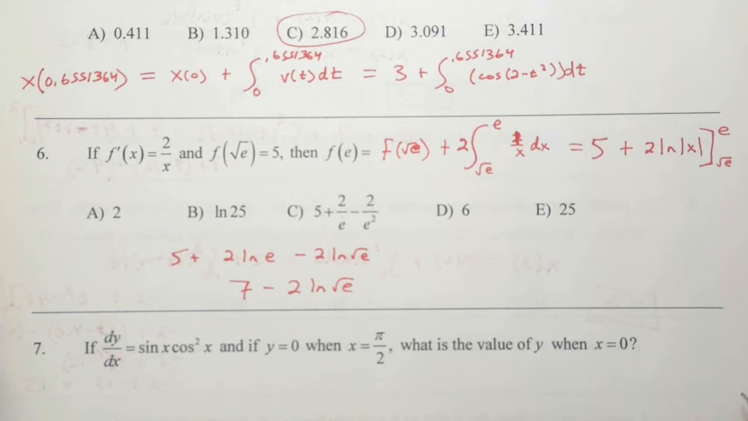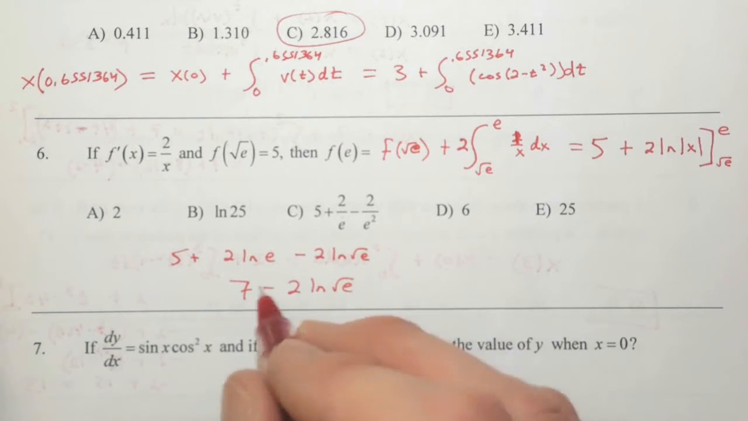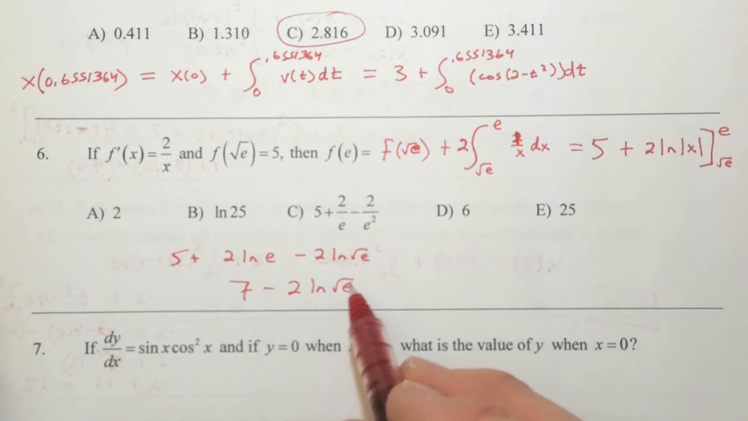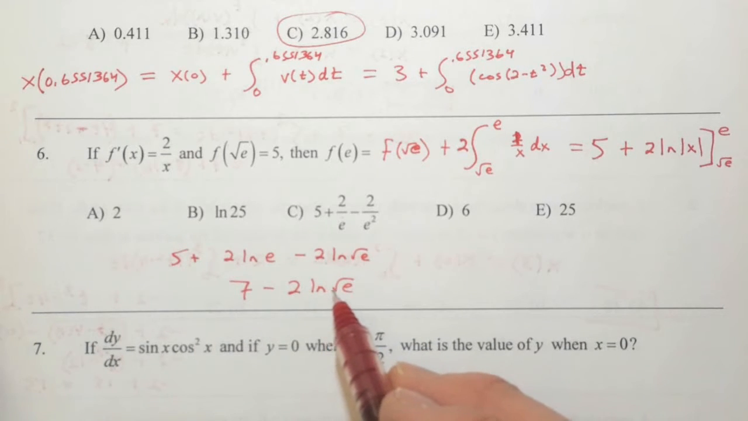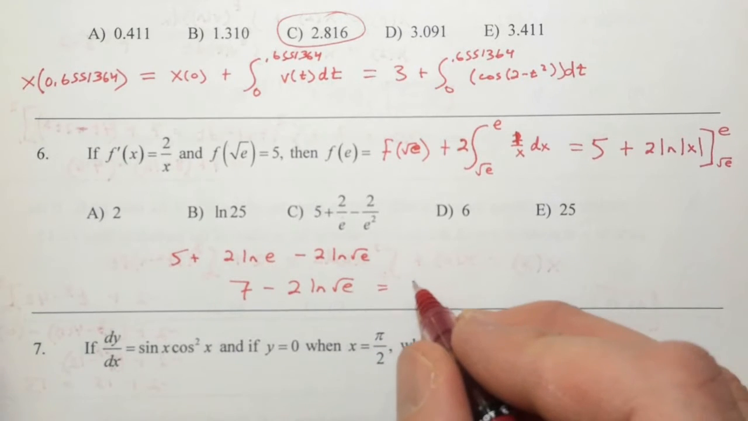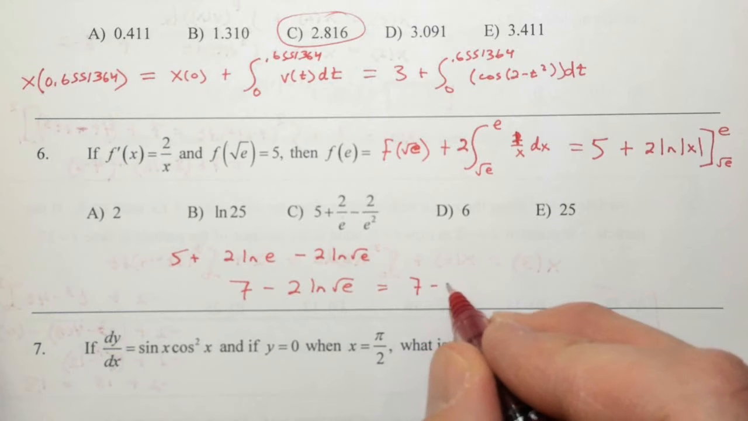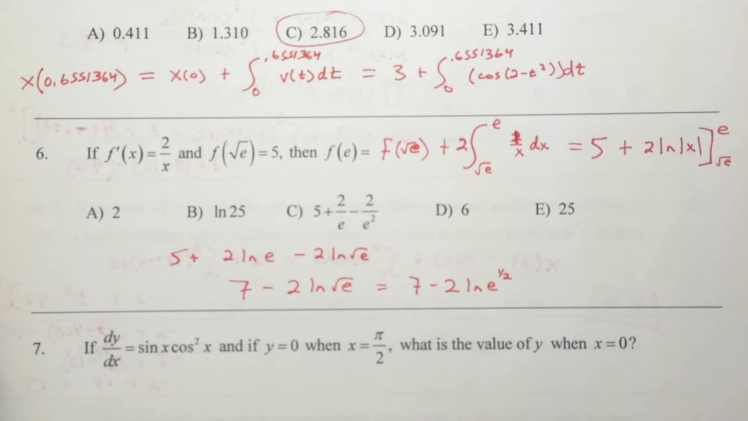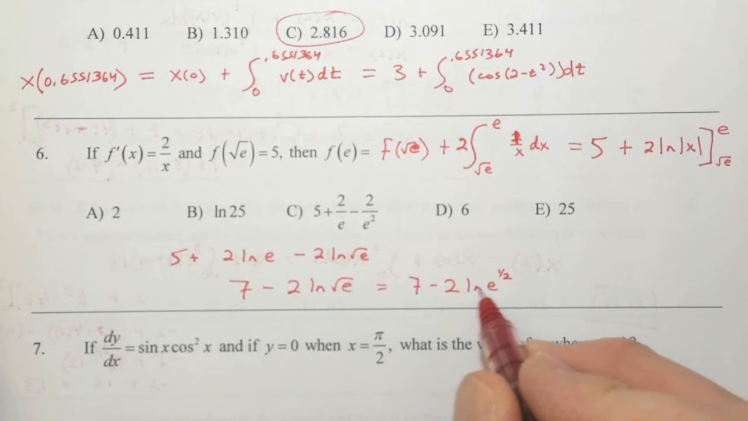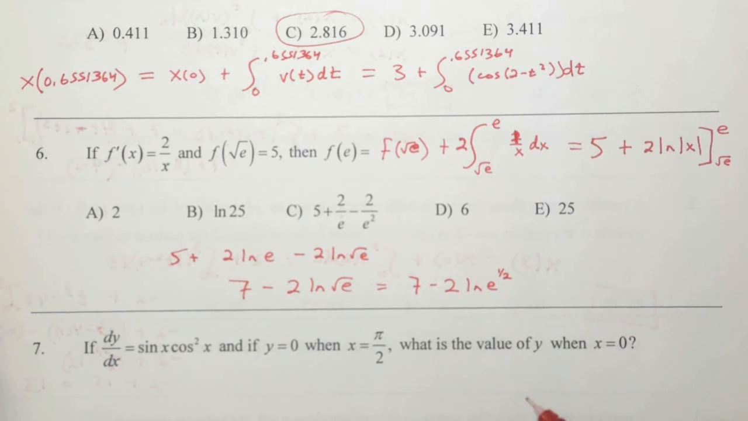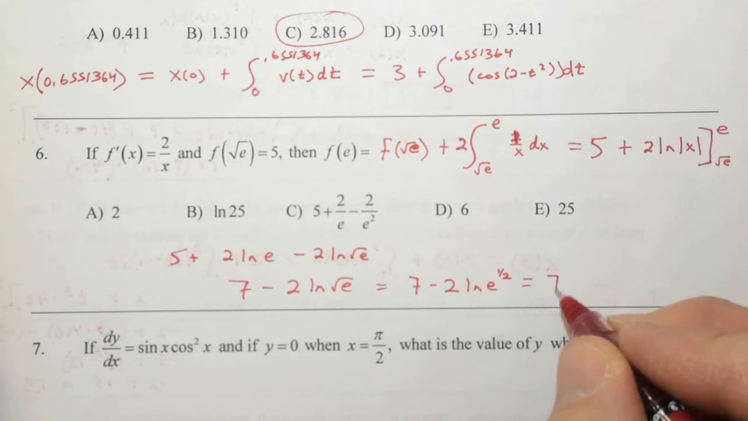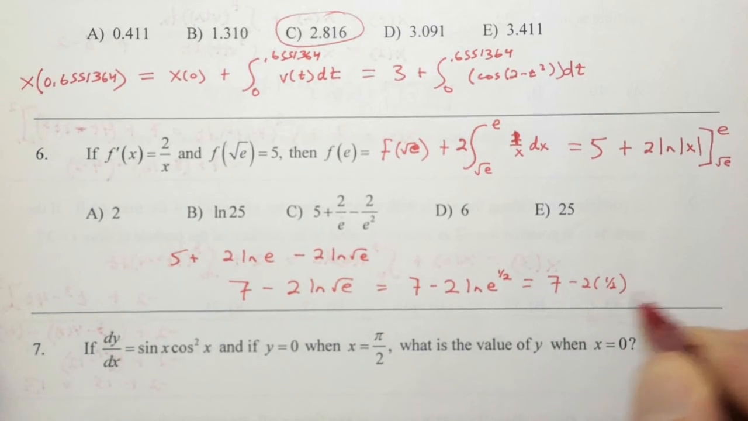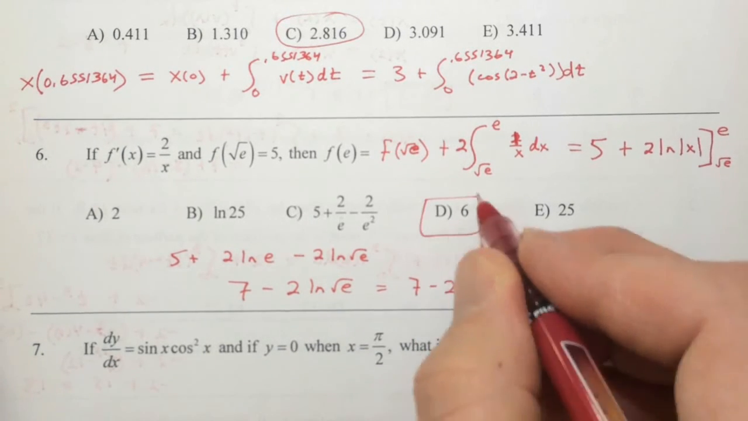All right, so the question is, where does this line up with those? So we've got to do a little more pre-calculus here. We have the natural log of the square root of e. So the square root of e is really e to the 1/2 power. So we have 7 minus 2 times the natural log of e to the 1/2 power. Now we know from our logarithmic properties, the natural log and e wipe each other out, and the 1/2 comes down to the base level. So this is 7 minus 2 times 1/2. 2 times 1/2 is 1. 7 minus 1 is 6.